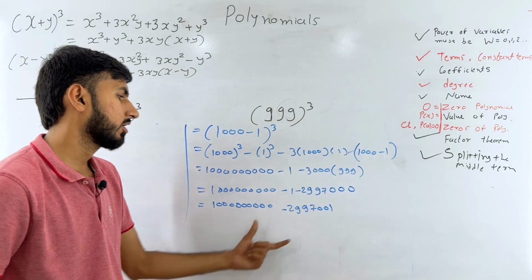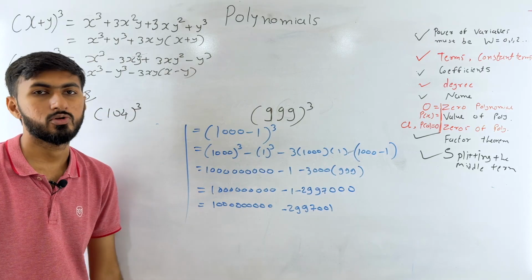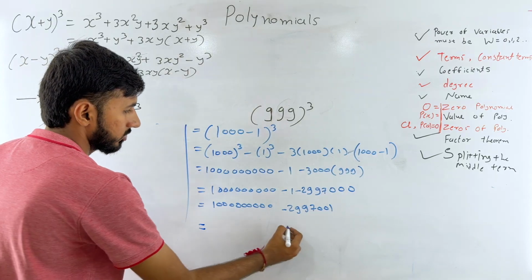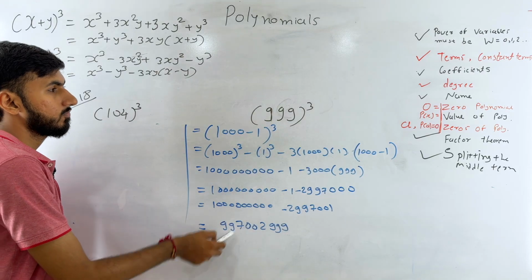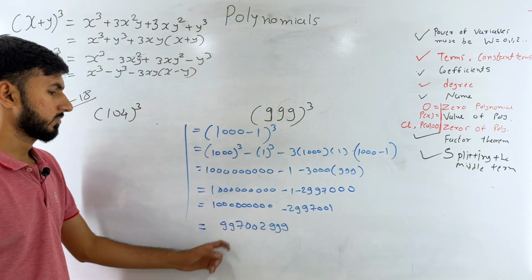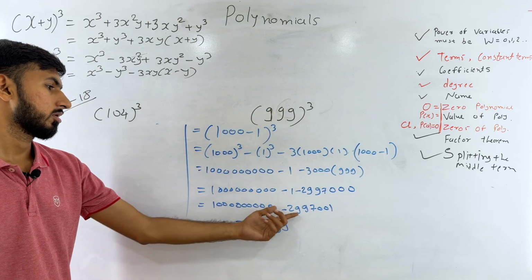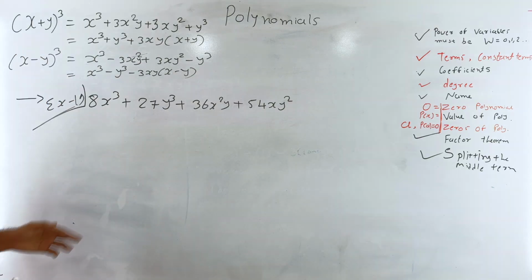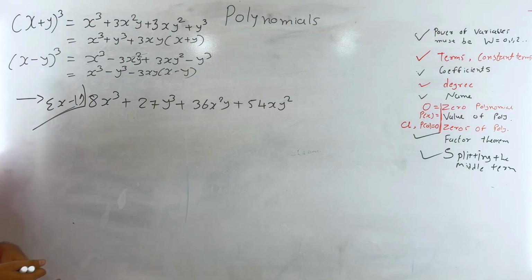Now just subtract this number from this number, you will get your answer. So your answer will look like this. This is your answer for 999 cube, right? Just subtract this number from this number. So this is your example number 19.